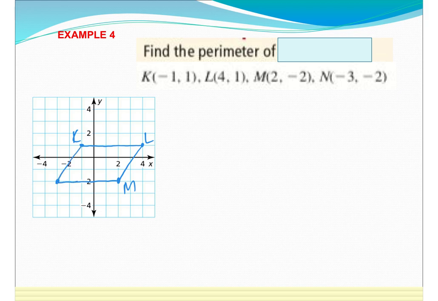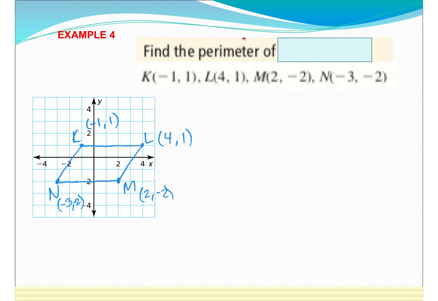Put your points on your graph. This is -3, -2. This is 2, -2. This is 4, 1. And this is -1, 1. Okay? Does your graph look like this? It is a quadrilateral. Is it a square? No. Okay? Is it a rectangle? No. Okay? 2 of the sides are going to be very easy to find the length of.